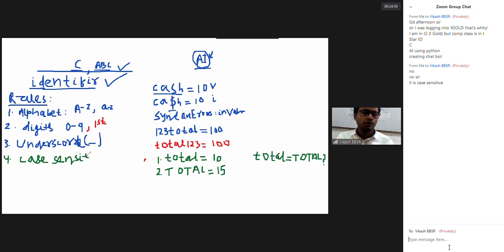Clear? So these are case sensitive. You cannot say they are the same just because their pronunciation is the same. They are written in different case, so according to the identifier rule, it is case sensitive. Python treats the identifiers differently. Clear? Okay, another example I am writing.